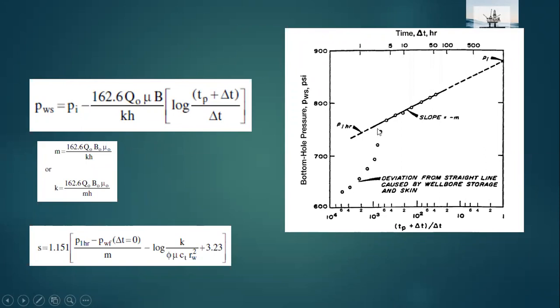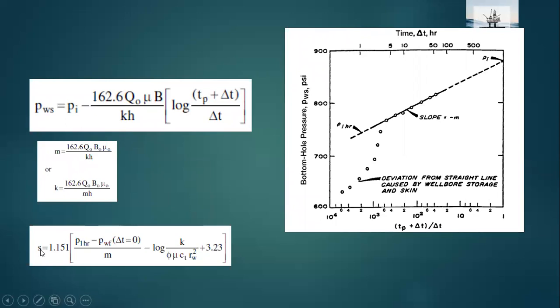In that way you can express this line as y = mx + c. If you want to calculate permeability, and you know the slope from this graph, m can be equated to this equation so that you can find the permeability k. If you have other values like Qo, Bo, μo, and h, and m from the graph, you can calculate k. So you are estimating permeability with the help of this graph.